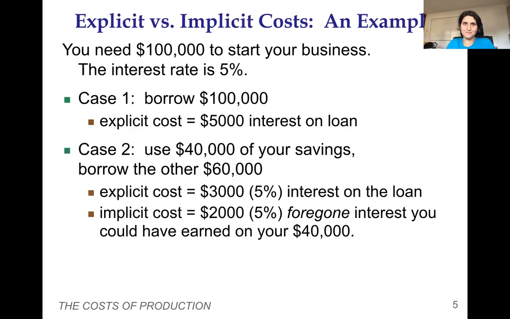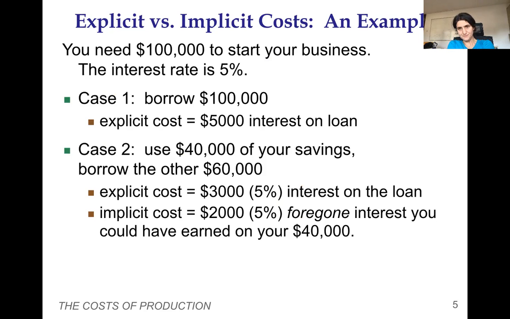Okay, so for instance, an example. You need $100,000 to start your business, and the interest rate is 5%. Case one, borrow $100,000. The explicit cost will be the interest, so this is $5,000 interest on the loan. Case two, use $40,000 of your savings and borrow the other $60,000, but savings also have an implicit cost.